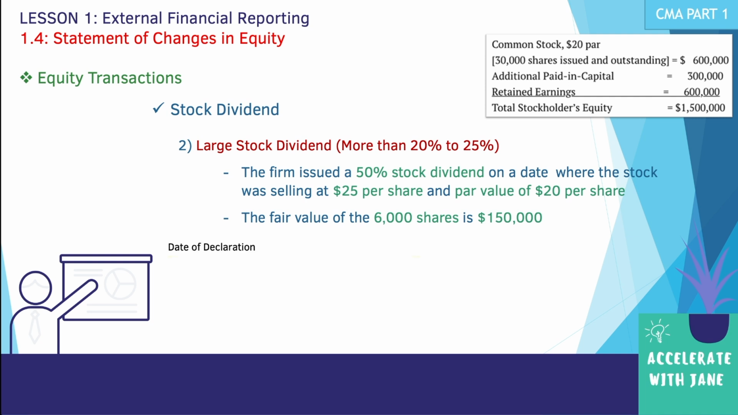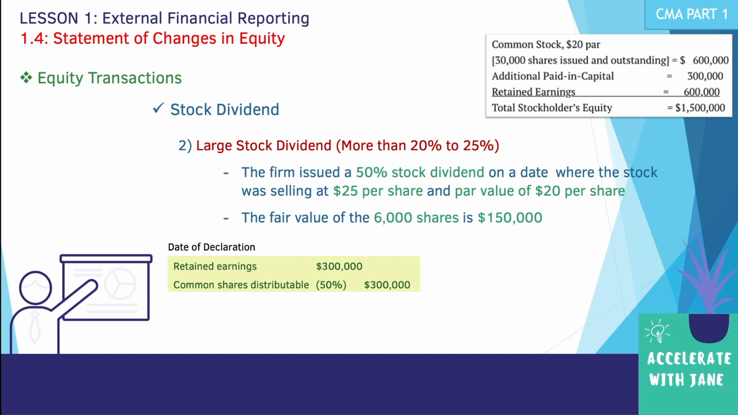So, on the date of declaration, the entry here is debit retained earnings, credit common shares distributable, for 300,000 US dollars, which is computed as 600,000 multiplied by 50%. Another way to compute this is 50% of 30,000 shares outstanding is 15,000 shares. You multiply this by 20 par value, we get 300,000 US dollars.